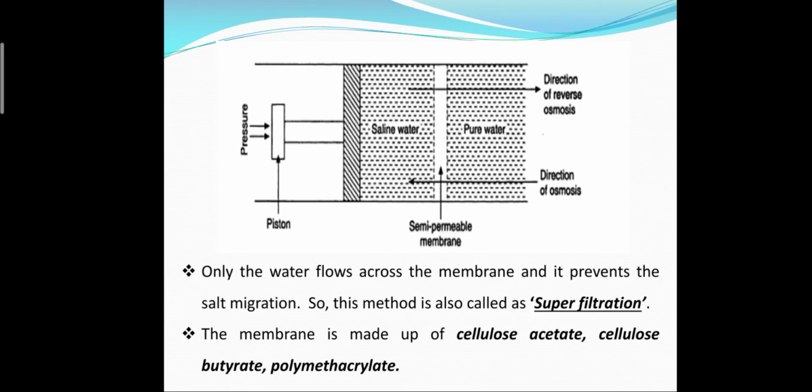Here, pure water and saline water are taken in this instrument, which are separated by a semi-permeable membrane. Excess pressure is applied with the help of a piston in the side of saline water in the direction opposite to osmosis. Now, the solvents in the saline water flow towards pure water, leaving the salt there itself. It prevents the salt migration. This method is called superfiltration. The membrane used for separation is made up of cellulose acetate, cellulose butyrate, polymethacrylate and so on.